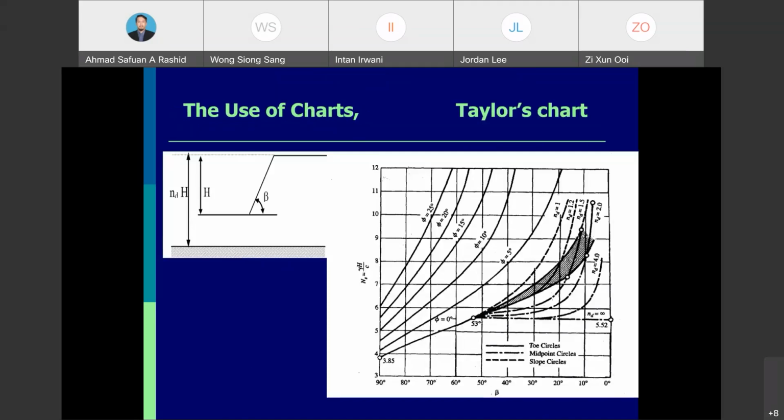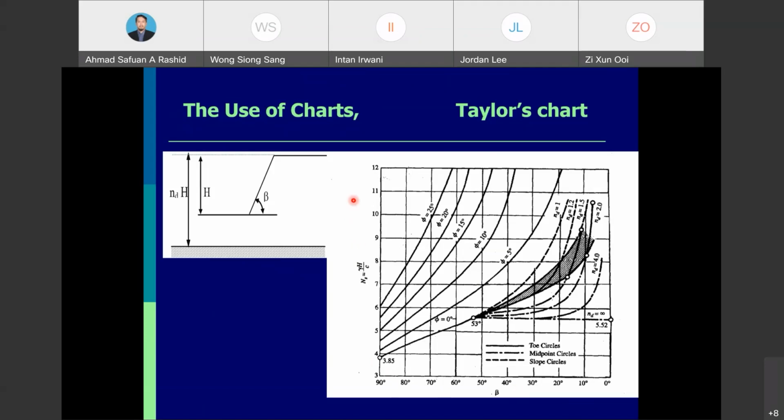So basically, this is the chart. And there is another chart that has been developed by Taylor as well. Based on this chart, there is what we call the stability number. So this is what we call the stability number.